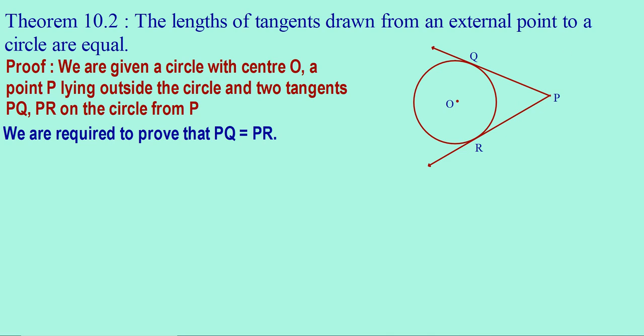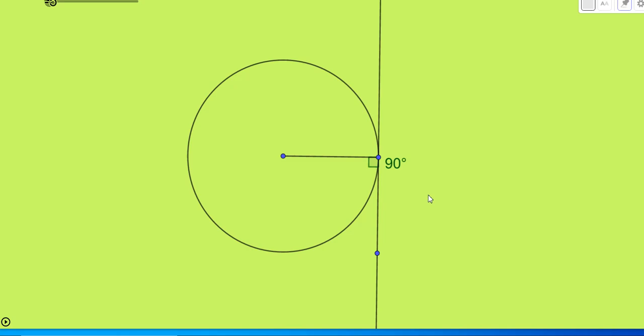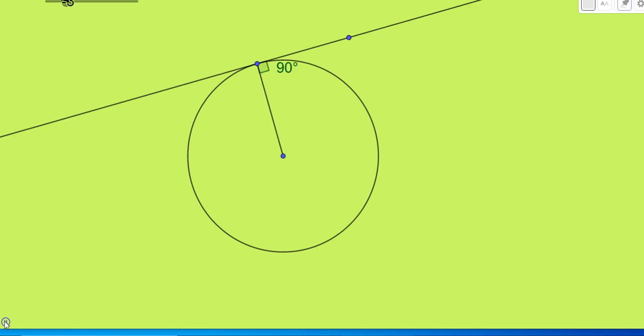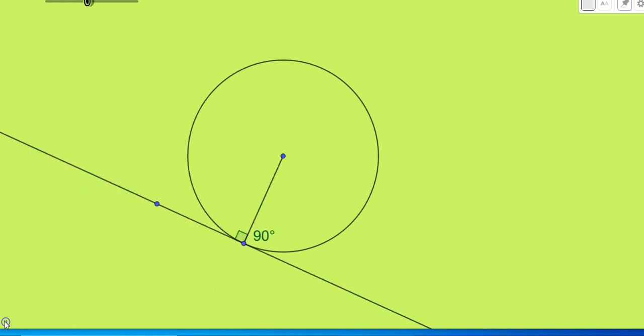To prove this, we need a small construction. We have to join OQ, OR and OP. So we can write, for this we join OP, OQ and OR. Now, what about angles OQP and ORP? You know that the tangent is perpendicular to the radius through the point of contact.